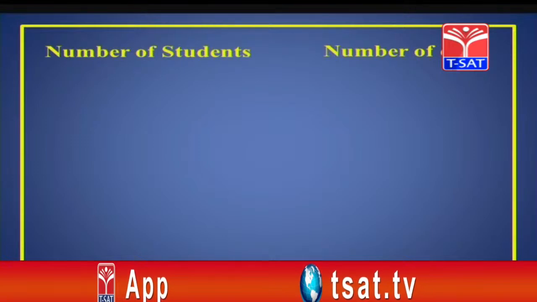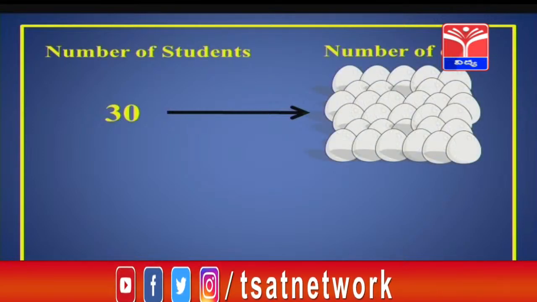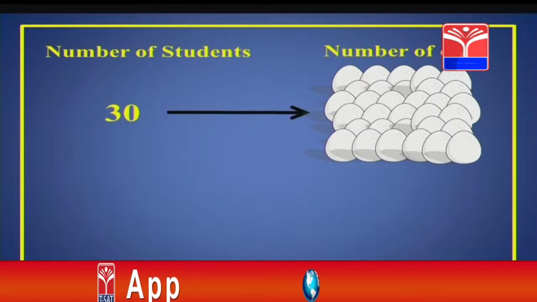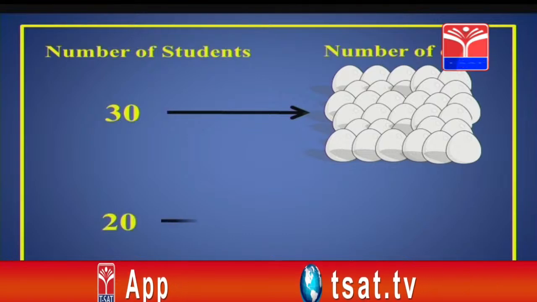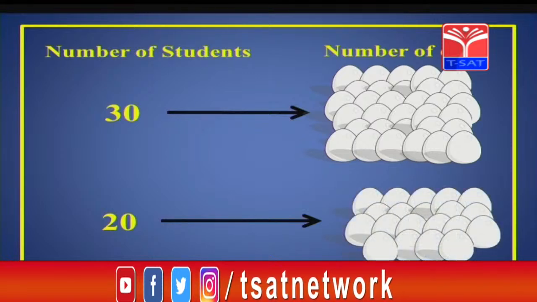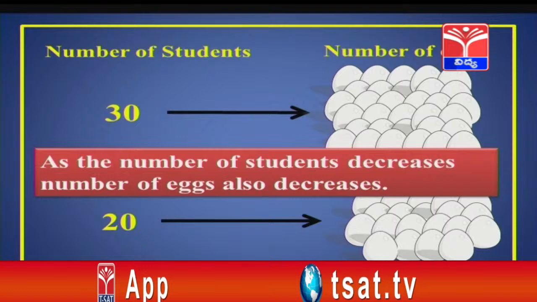Children, let us take another example: the number of students and the number of eggs they consume. Say 30 students are there in a class. How many eggs are they going to consume? If we consider 1 egg per child, yes, they consume 30 eggs. Suppose in the next class there are only 20 students. In such a case, how many eggs are consumed? Yes, only 20 eggs are consumed. So, children, what do you notice here? As the number of students decreases, the number of eggs consumed also decreases.